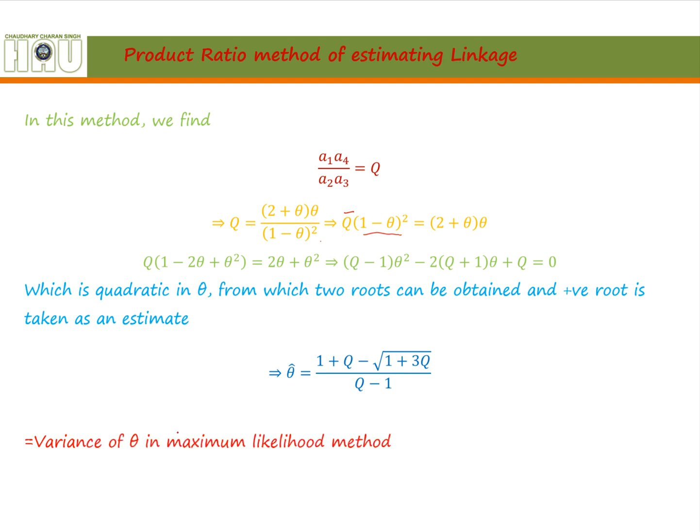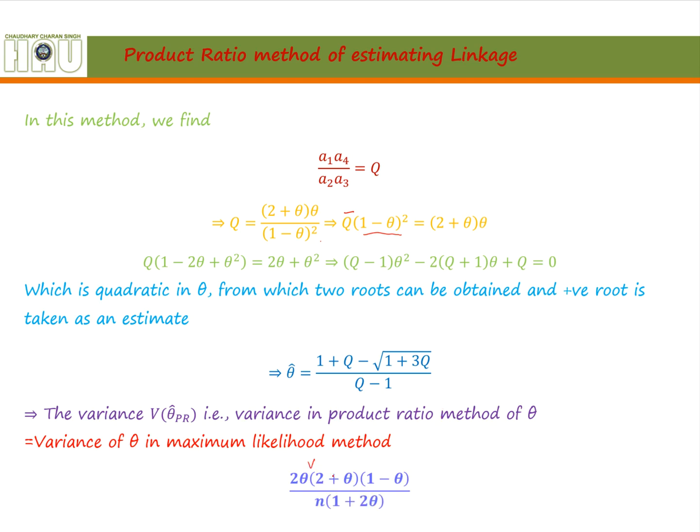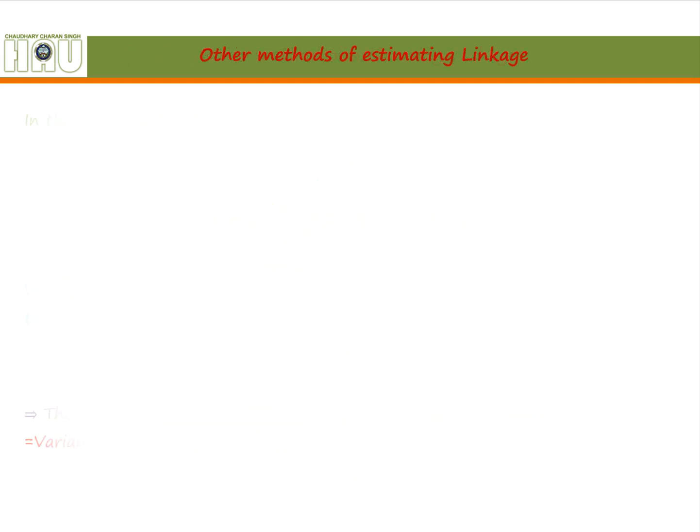So the variance of theta in the maximum likelihood method and the product ratio method are equal, and is given by 2 theta, 2 plus theta, 1 minus theta, upon n times 1 plus 2 theta. There are two more methods which I just introduce to you for how to estimate linkage.